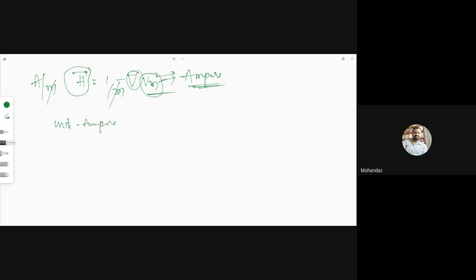What is the limitation? It can be defined only when J equal to 0. So this is about the scalar magnetic potential. Okay. Now take a screenshot of this and the previous one.